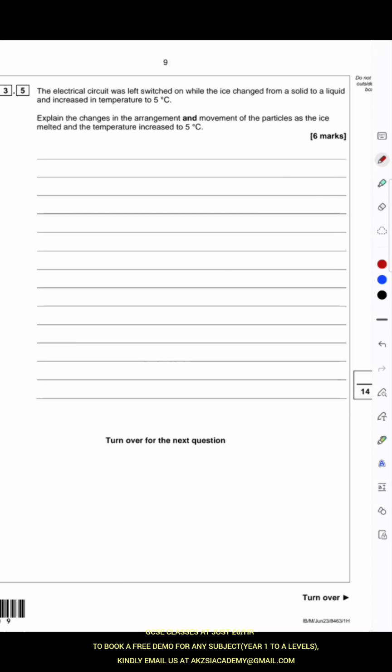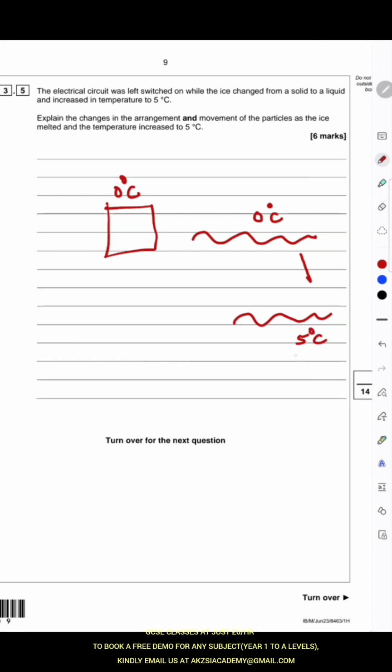The electrical circuit was left switched on, and the ice changed from solid to liquid. So the ice was the solid first and then became the liquid, and the temperature was 0 degrees Celsius of ice, then it will first convert into 0 degrees Celsius of water, and then it will convert into 5 degrees Celsius of water. So what's happening? First the solid is changing into water, and then the water has risen its temperature. So we have to talk about the arrangement and the movement of particles.